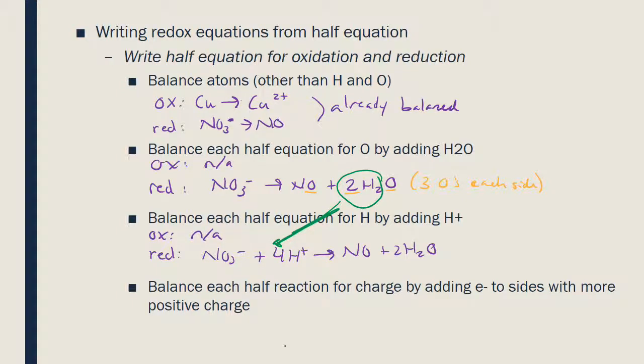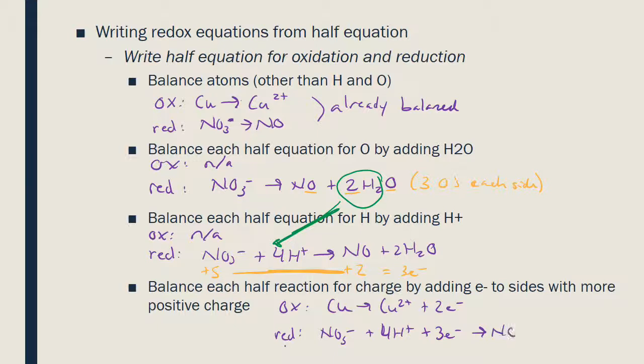And then we want to balance each half reaction for the charge by adding electrons to the sides that have a more positive charge. So our oxidation, copper. Copper is more positive on its product side, which means that's where the electrons are going. It's being oxidized, so the electrons have to be on the product side. For our reduction, we have NO3 minus plus 4H plus. This is being reduced, so it's gaining electrons. But we don't know how many electrons. So let's go back and check real quickly. Okay, so we know we're going from +5 to +2. This difference right here is 3 electrons. So that's what we're going to write: plus 3 electrons. And then our products.